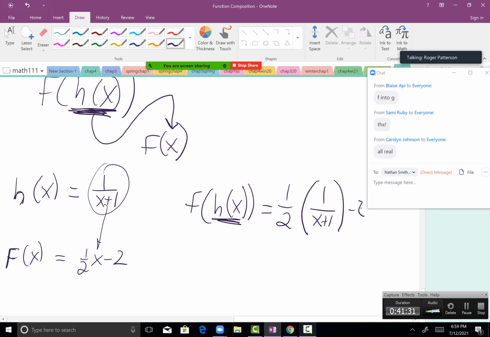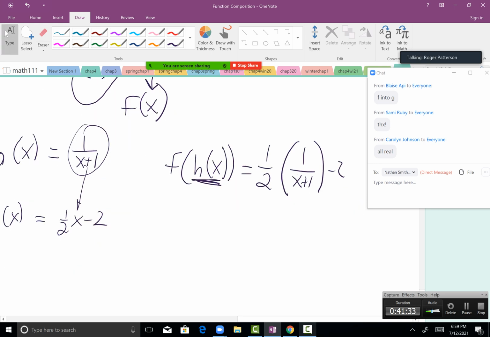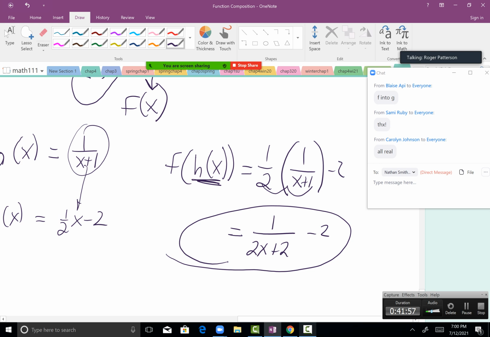Okay, minus 2. Now, this might be a good situation where you could multiply the 1/2 in there. So if you did, you get this. Now you have to take that to both of those. But that's as much as you're going to simplify that. Okay? So it looks pretty complicated. But that's our answer. But what about the domain?